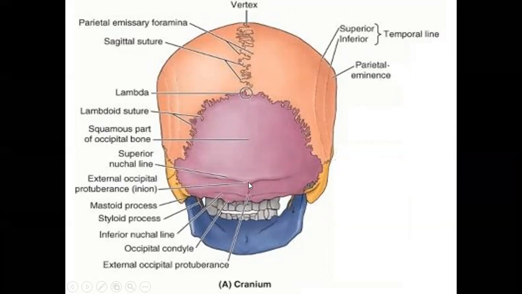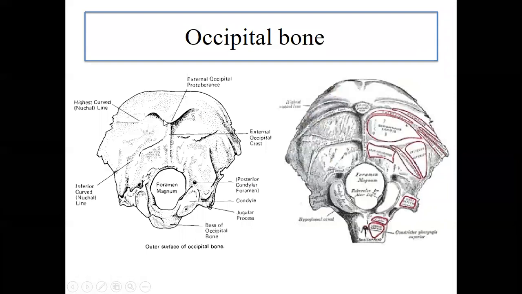If you want to see the external occipital protuberance, you can see here, it's more clear. This is the external occipital protuberance. This is the external occipital crest. This is the inferior nuchal line. This is the highest nuchal line. And then we can see here, this is the foramen magnum.